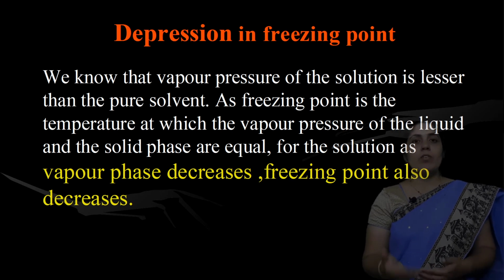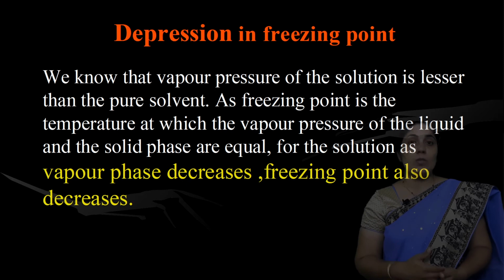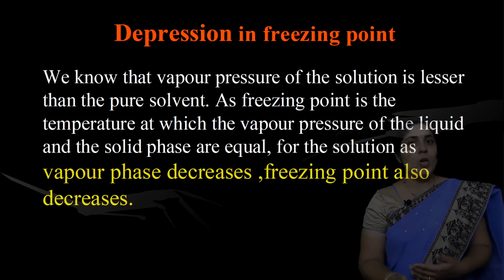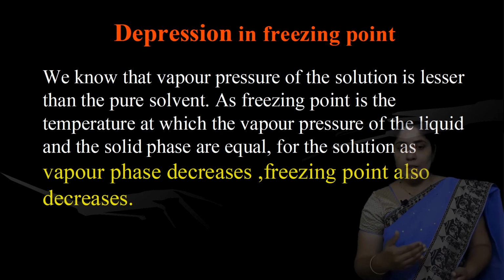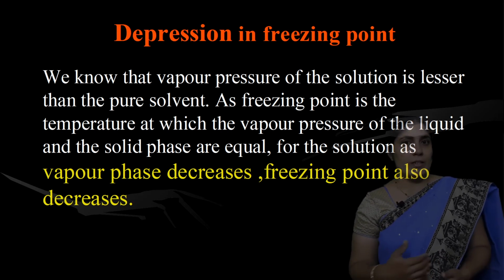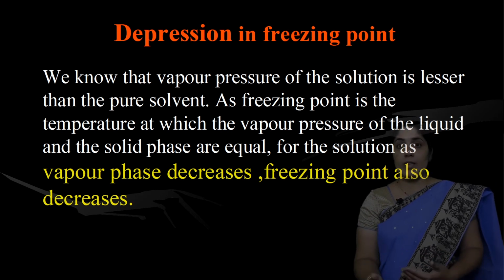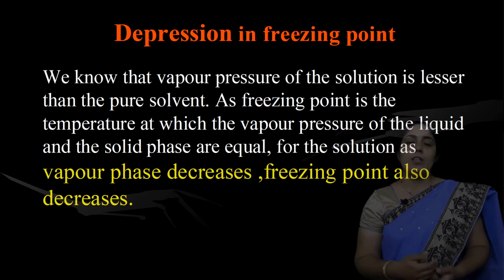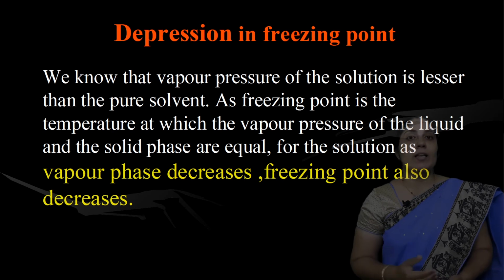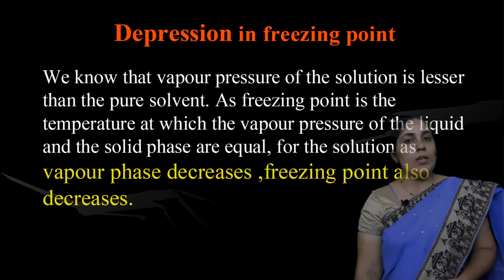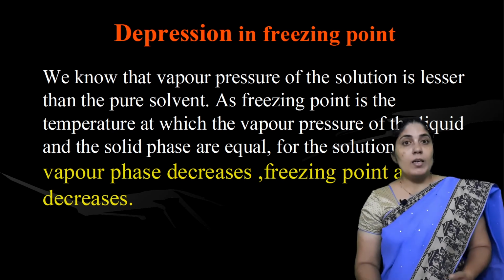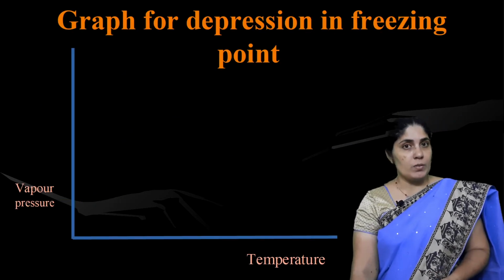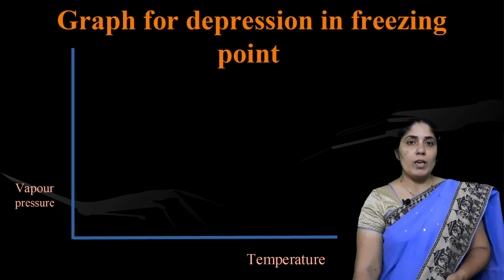Now, since the vapor pressure already decreases when a non-volatile solute is added to our pure solvent, automatically the freezing point also decreases. So, that is why we say that when we add a non-volatile solute to the solvent, there will be depression in its freezing point. Let's understand this by seeing a graph here. You can see the graph is plotted between vapor pressure and temperature.